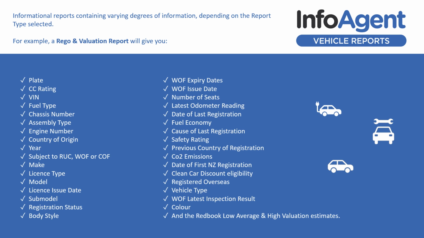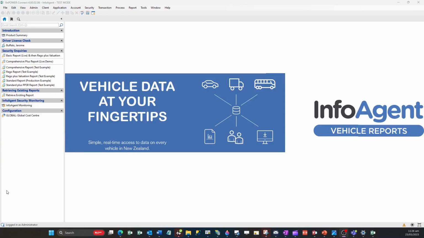We have also recently introduced the ability to retrieve an existing report. And we've introduced the InfoAgent monitoring tool, which allows you to monitor for such things as plate changes, ownership changes, if the monitored vehicle is reported stolen, and if it has been deregistered or written off. Any alerts will be emailed to the address stored in the InfoAgent account. So without further ado, we'll take a closer look at the InfoAgent integration with FinPower Connect.